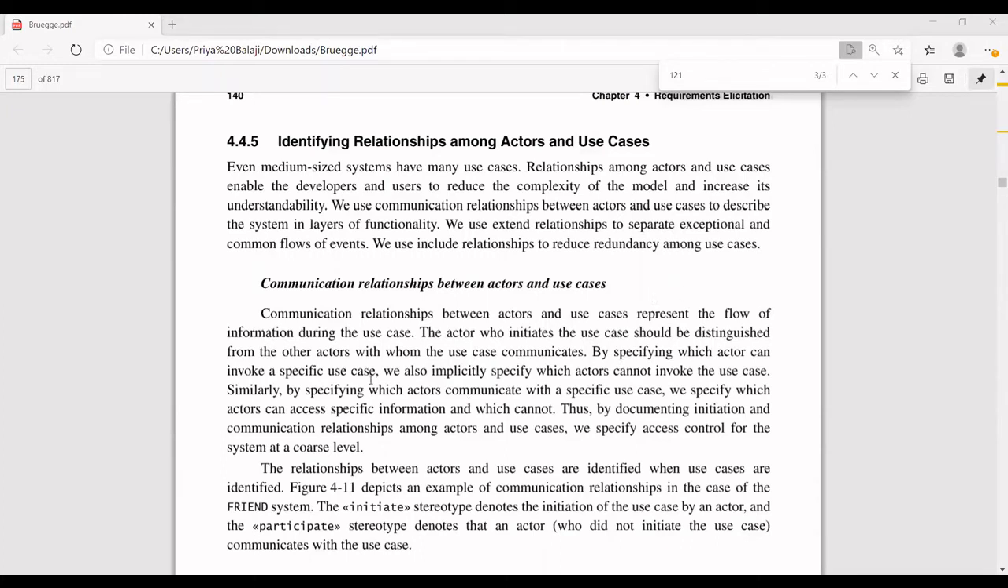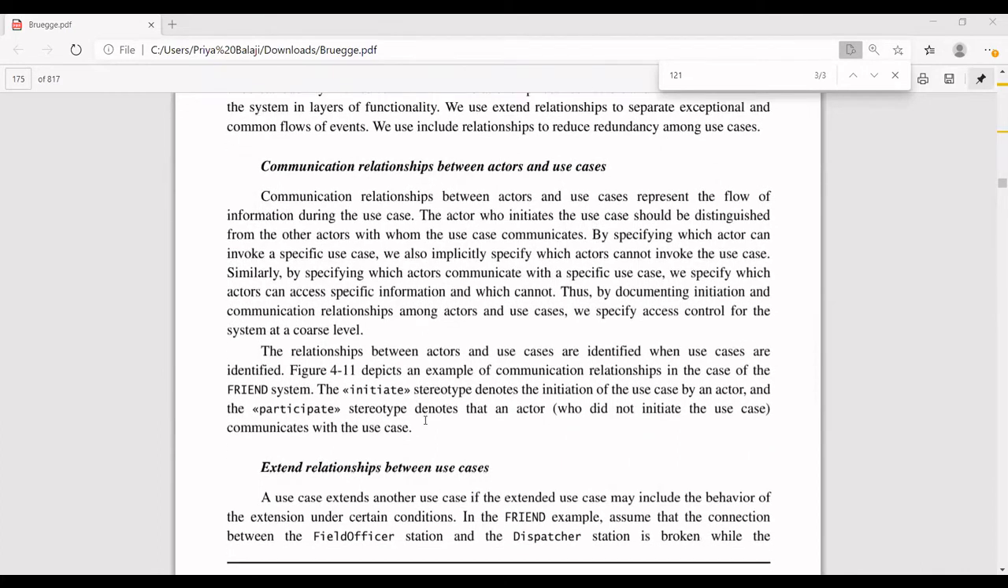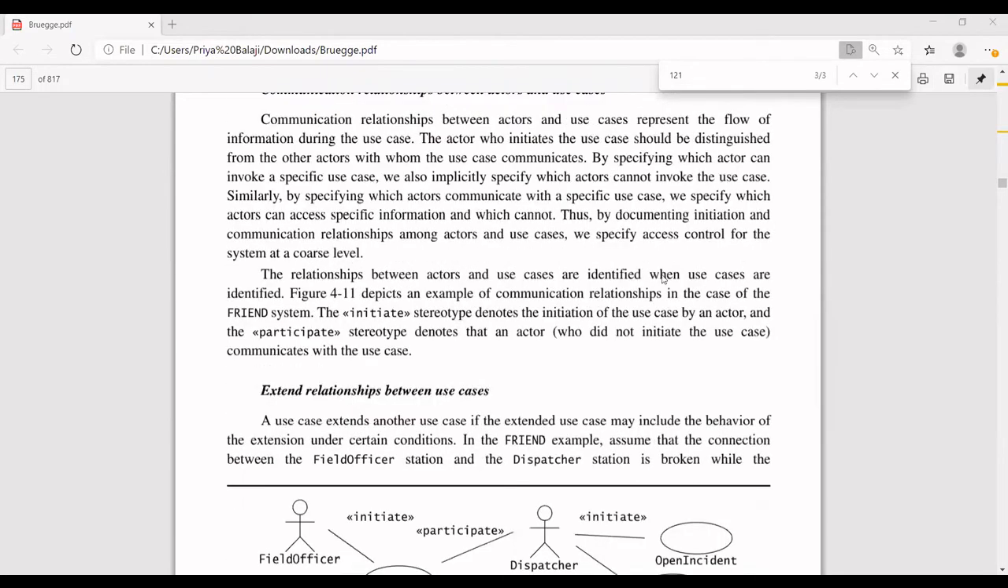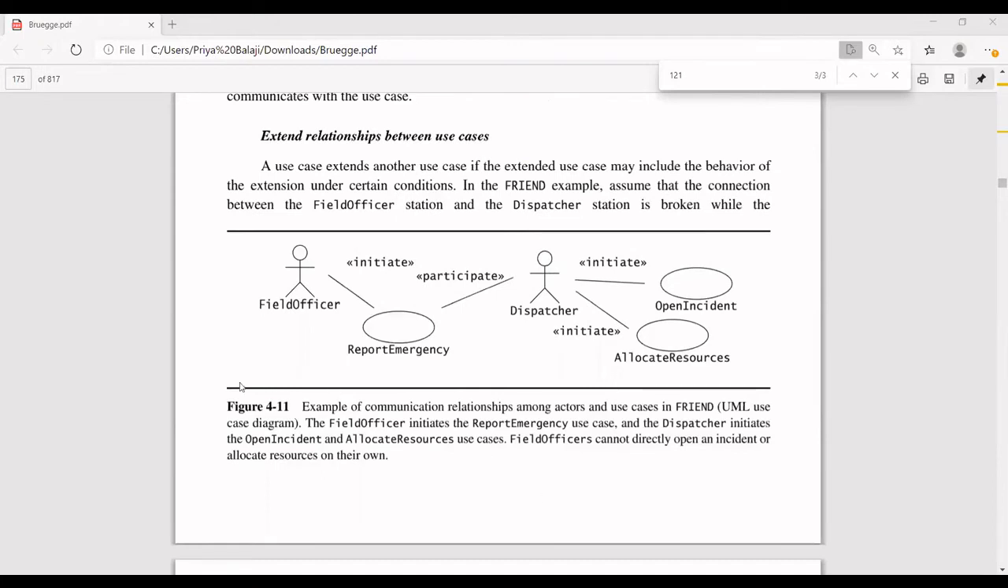So what is the communication relationship? The communication relationship is going to have two types of relationship inside it. One is the initiate relationship and the other is the participate relationship. So what is the initiate relationship? What is the participate relationship? And you have to show this diagram and explain the diagram in 2 or 3 lines.